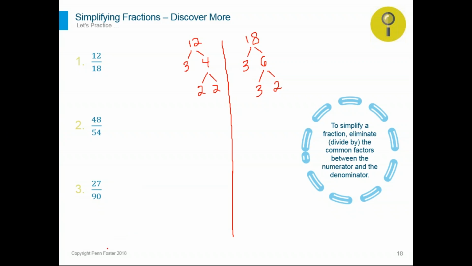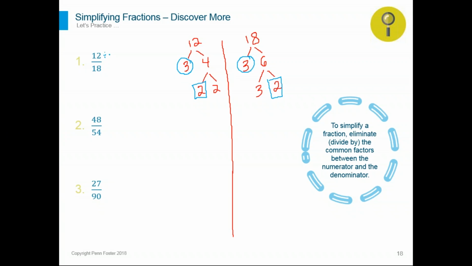This is the manual way. This is the step-by-step way. I'm going to show you that method, and it's up to you if you want to use it or not. I'm going to circle the ones that are common. 3 is a common factor, and also one of the 2's is common. So 3 and 2 multiply. 3 times 2 is 6. 6 is the common factor between 12 and 18.